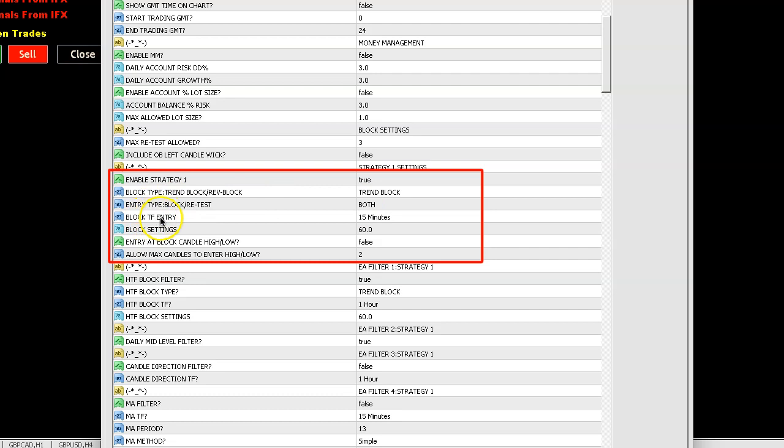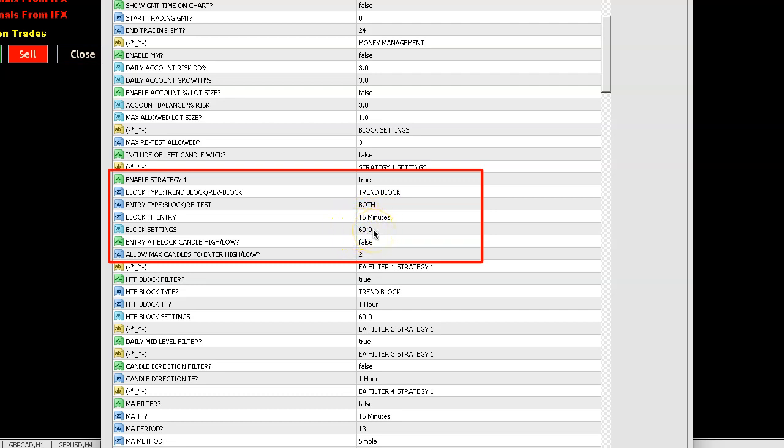Then time frame, 15 minutes. What time frame do you want to trade? Do you want to trade 5 minutes? You want to trade 1 hour, 15 minutes? So you will have to choose what time frame you would like to get alerts on, or you want the EA to enter for you. Now here's the block settings right over here.